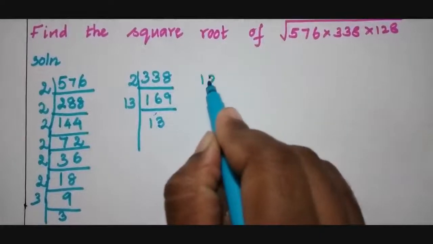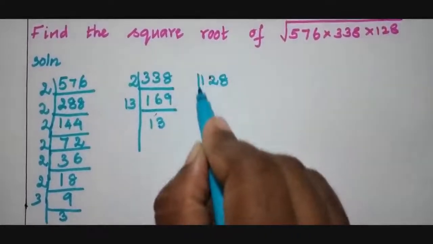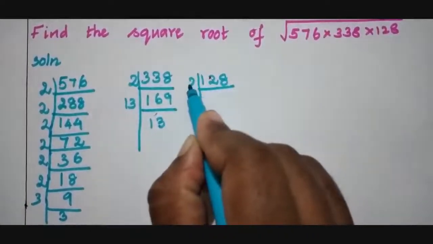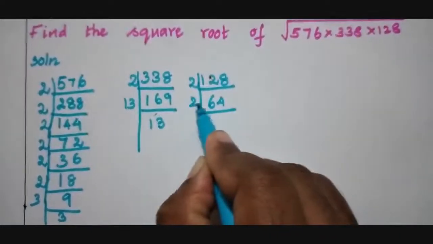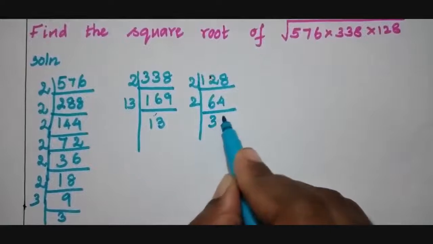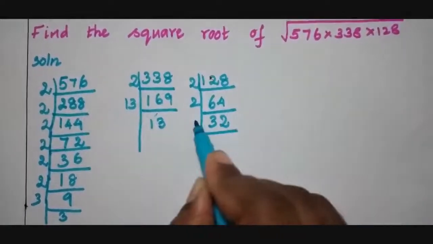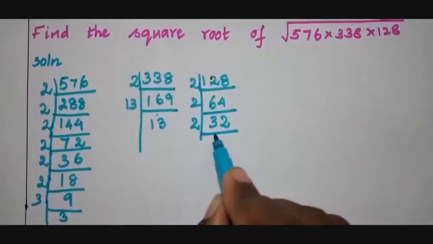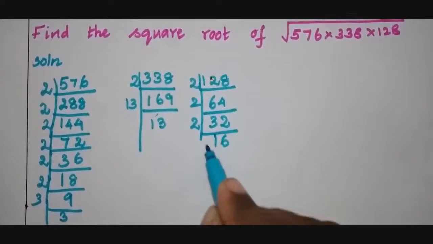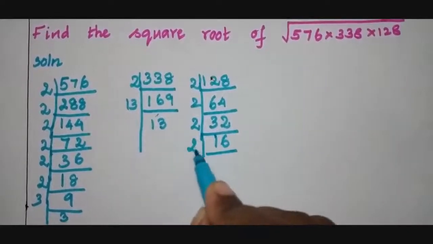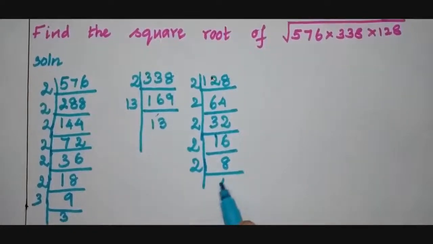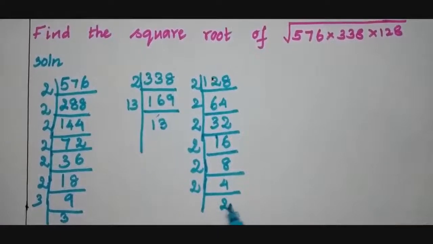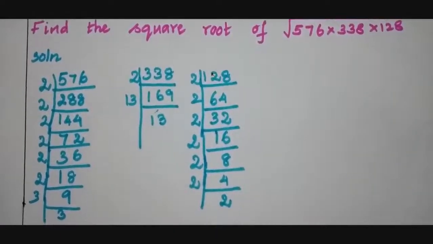So the next one is 128. 6 2s are 12. 4 2s are 8. Again we do the 2 table. 3 2s are 6. 2 2s are 4. With 2, 1 2 is 2. Remaining 1. 6 2s are 12. And 2 8s are 16. 2 4s are 8. 2 2s are 4. We reach the prime number. So we can stop it here itself.